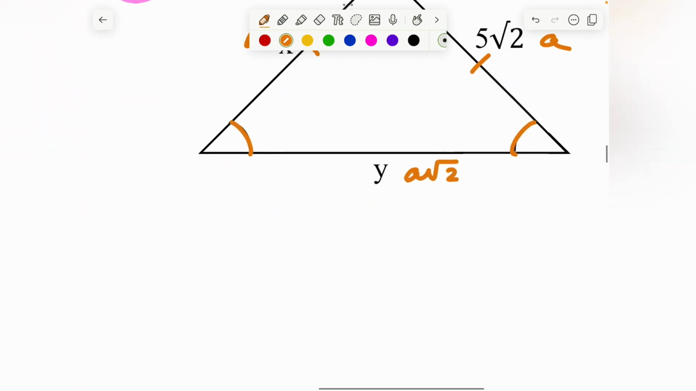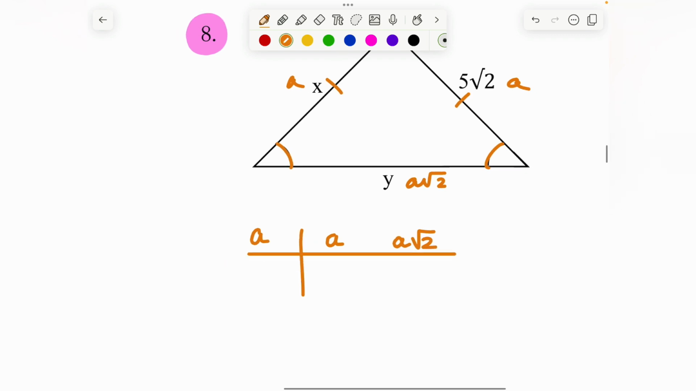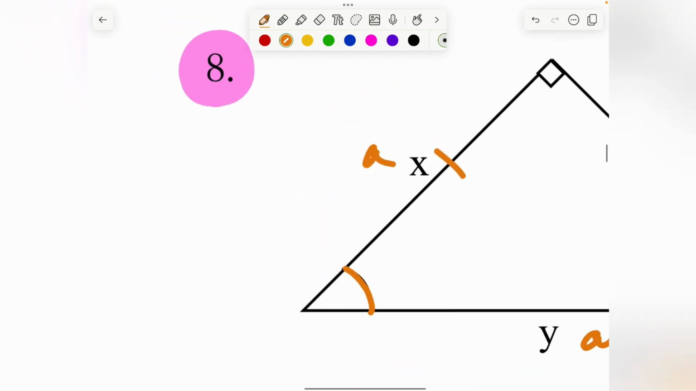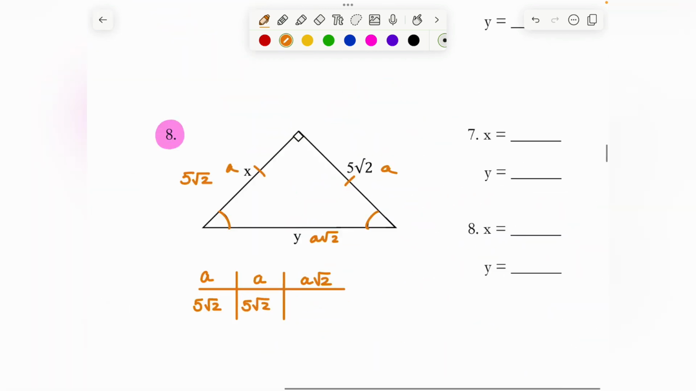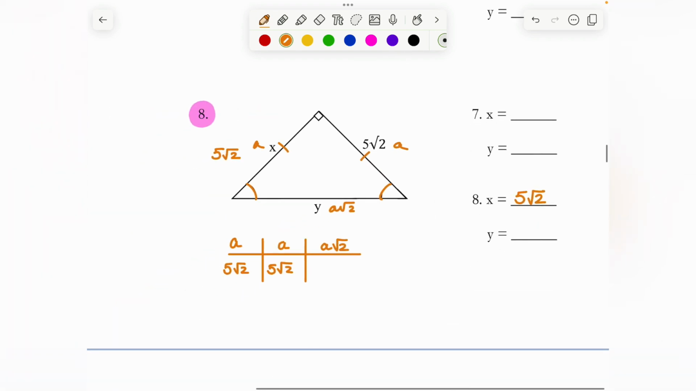And like I said, I like to make a chart: A, A, A root 2. This time, I know that the A is 5 root 2. So that means so is the other A, which is my X value. So for number 8, X is just 5 root 2 because it's the same as that other A side.